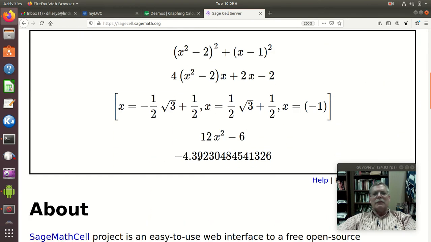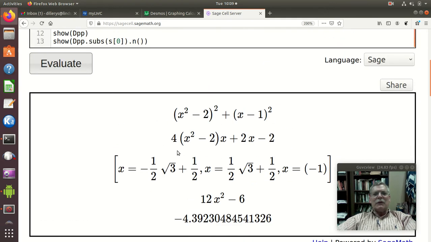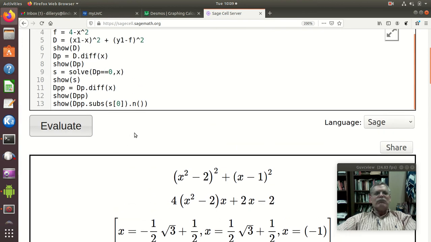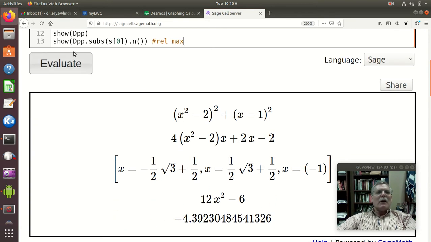It's negative. Okay, so that first one, second derivative is negative, concave down. So that was a relative max. And here I can put in a comment that says, oh, relative max, so I remember. And now I am going to highlight that, do a Control C for copy.